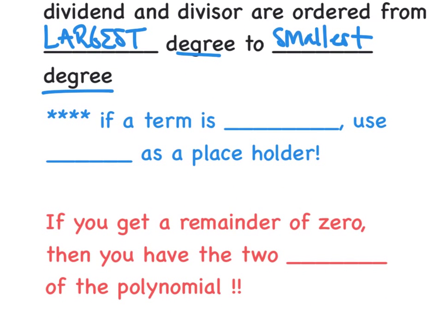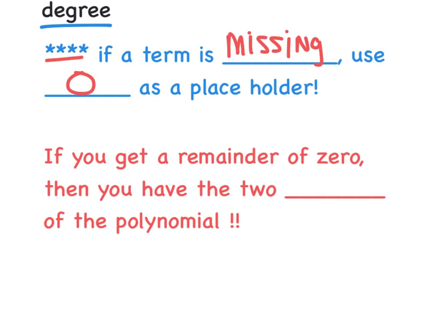The next one, very, very important. Let's star this. If a term is missing, use 0 as a placeholder. So if you're missing a term, for example, if I just went from x squared to 7 without having an x in there, I would have to use 0 as a placeholder. Lastly, if you get a remainder of 0, then you have the 2 factors of the polynomial.